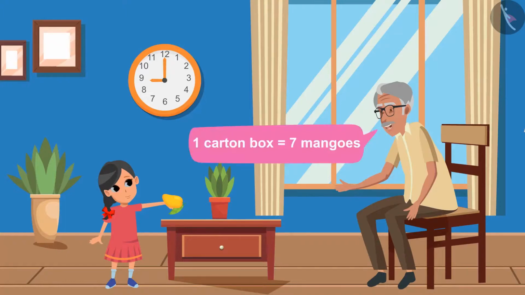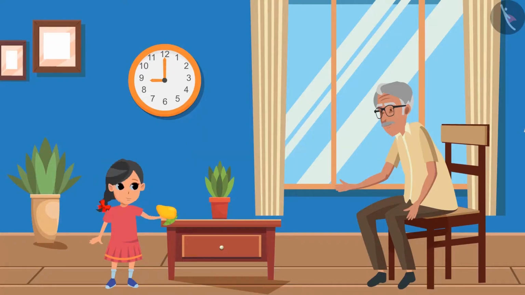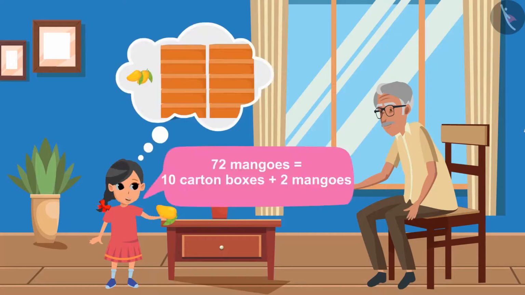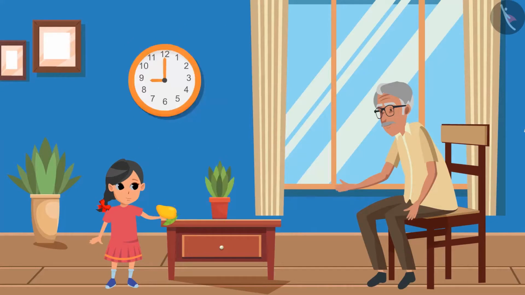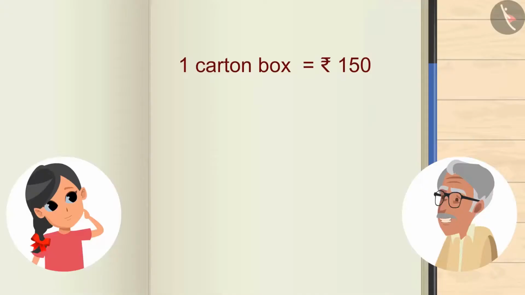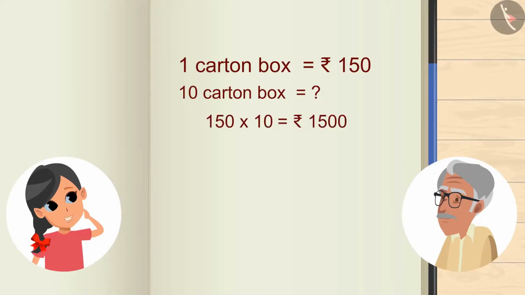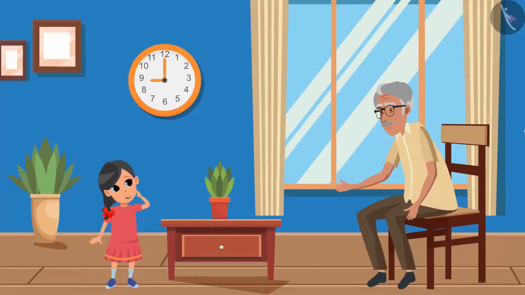We have 7 mangoes in this carton box. Yes, I remember it. Grandpa, we have packed mangoes in 10 carton boxes. Right. So if the price of one carton box is 150, then what will be the price of 10 carton boxes? It will be 150 multiplied by 10, so the price will be 1500 rupees.